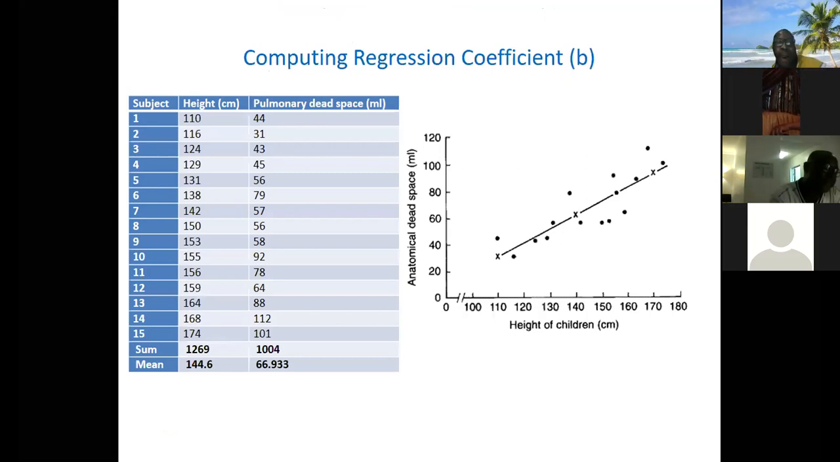Now, let's check number one, where the height is 110. It's the same data set you used. The pulmonary dead space is 44. So let's write the equation and put the height there, and let's calculate y. So height is the x now: minus 82.4 plus 1.033 times 110. Let's solve it. What is the answer?